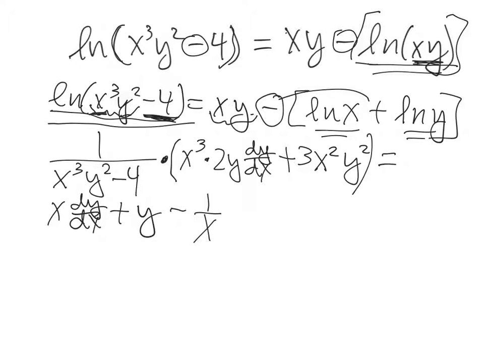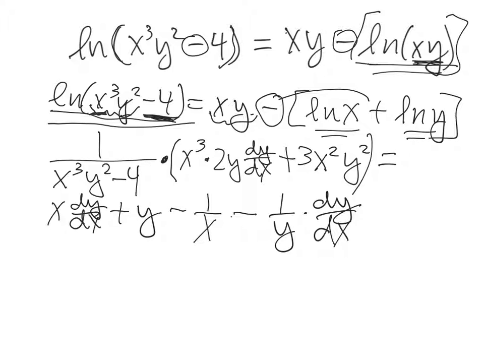And then minus derivative of natural log of y would be what? 1 over y and dy dx. Okay. 1 over the inside times the derivative of the inside, so derivative of y with respect to x. Okay. And that's the last of the right side of the equation.